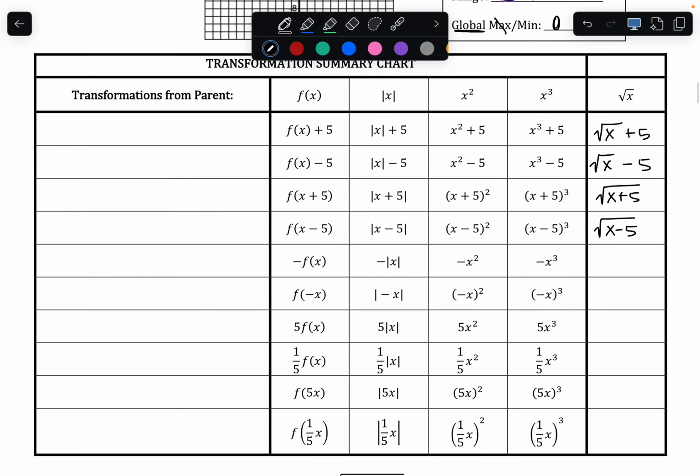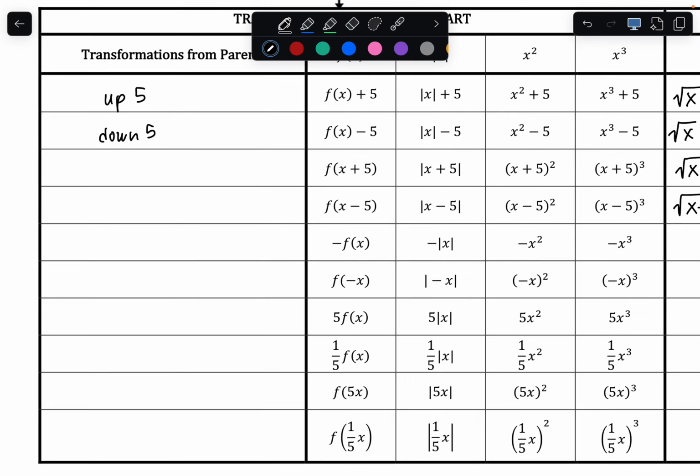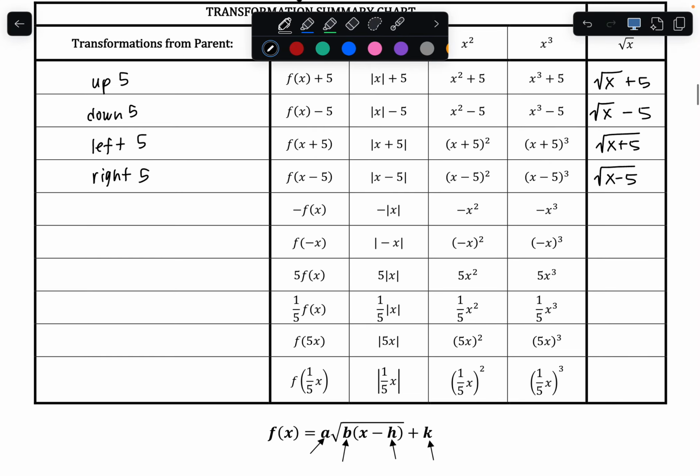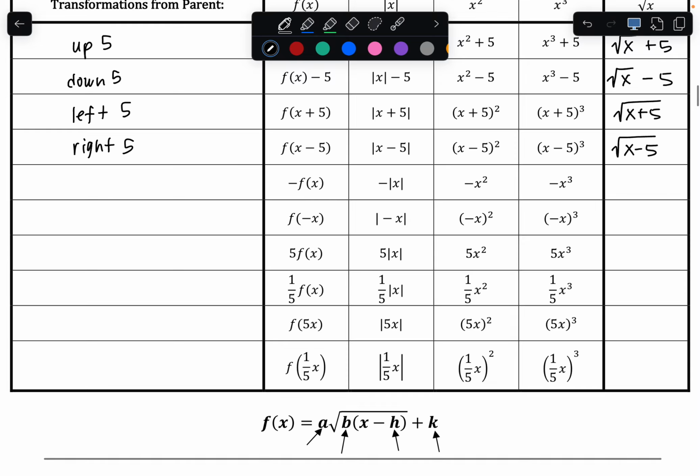And so these first 4 transformations are all the translations. +5 outside moves us up 5, -5 is down 5. And then as soon as we jump inside the parentheses, we're affecting x, so we're affecting the x direction, okay? And then remember, it's always opposite. So the plus actually moves you left 5, and the minus actually moves you right 5. Anything inside the parentheses is opposite. Okay, here we have a negative outside the parentheses, and so the negative would be outside the square root.